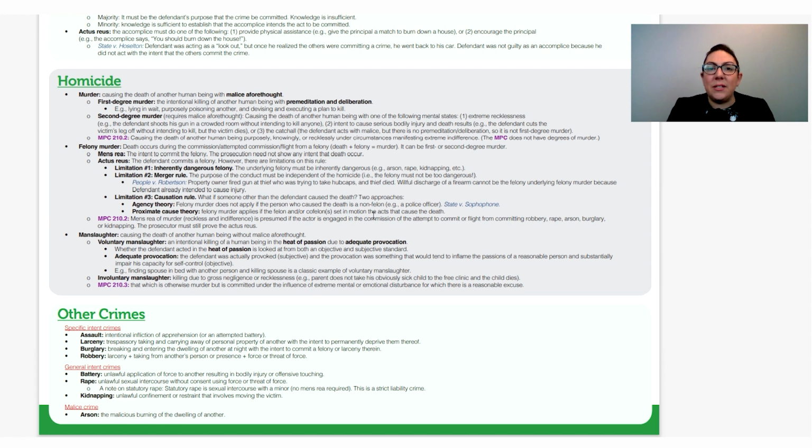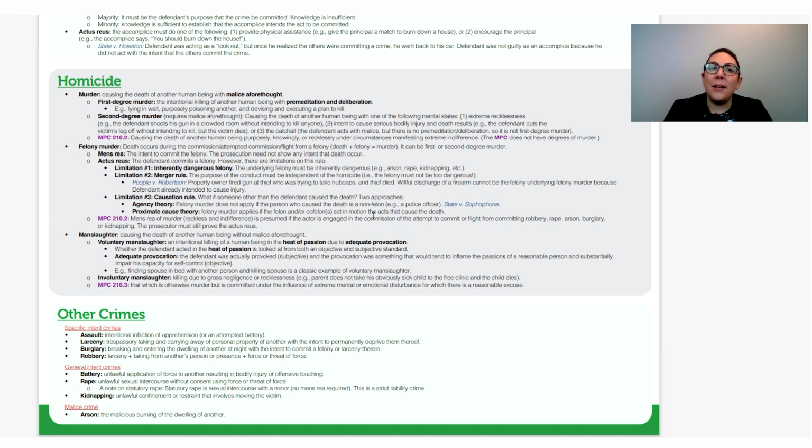Malice is also satisfied for second-degree murder if the defendant acts with intent to cause great bodily harm and death results. So let's say the defendant doesn't intend to kill the victim. The defendant just means to, let's say, torture or harm the victim. So they cut the victim's leg off. But the victim ends up bleeding out and dying. That satisfies the malice requirement. That would be second-degree murder.